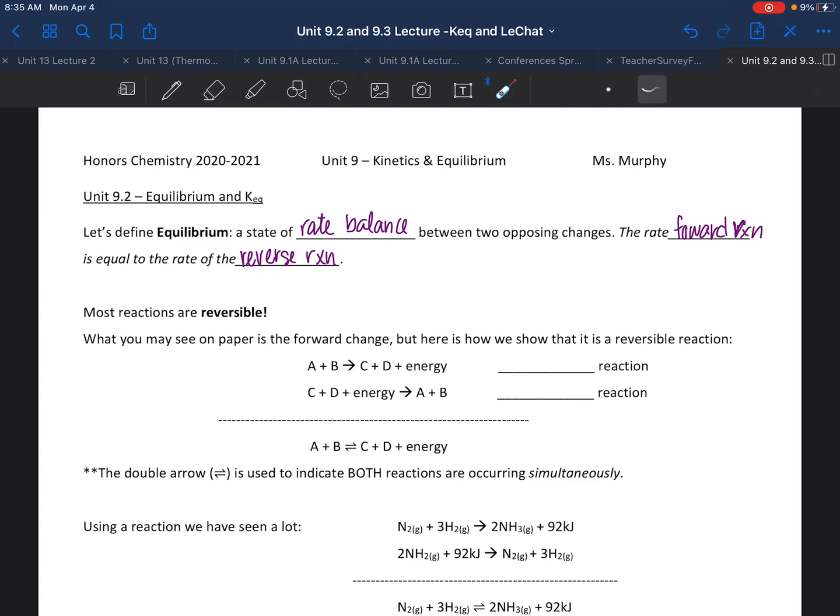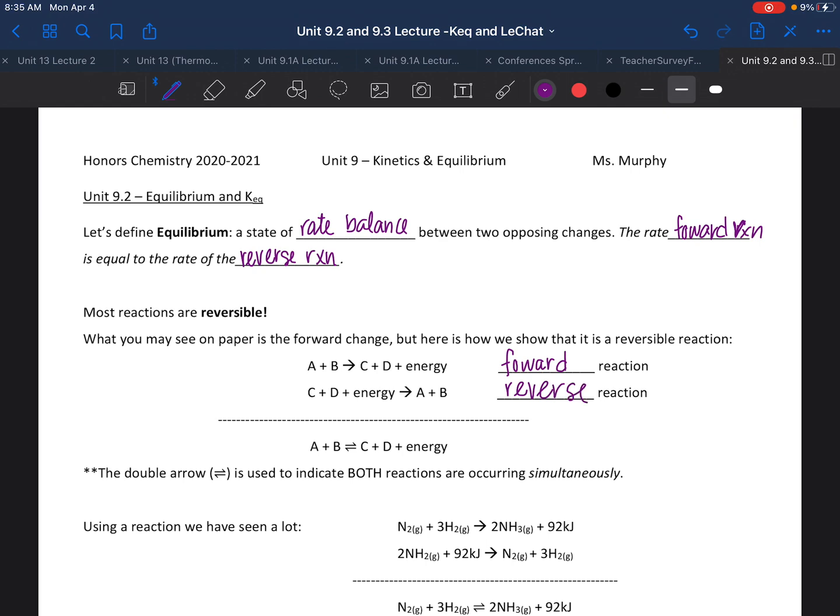So for example, if we have A plus B, reactants, go to C plus D, products, plus energy, this is our forward reaction, which is exothermic. If we reverse it, then what used to be our products are now our reactants, C and D, plus energy, making this endothermic, to make A and B. And so this is our reverse reaction.